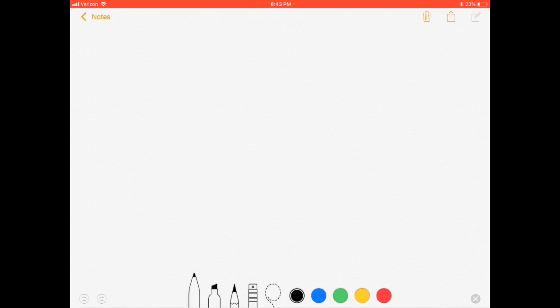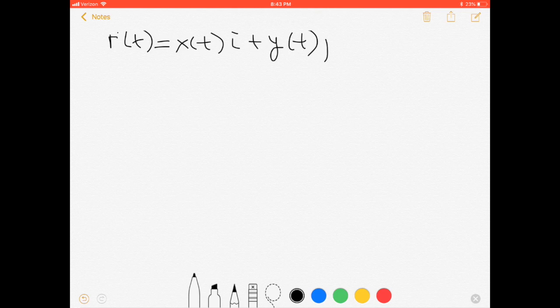Curve. I want r, curve r(t) equals x(t) i plus y(t) j, when t is changing from some a to b. We call it simple when it does not cross itself.